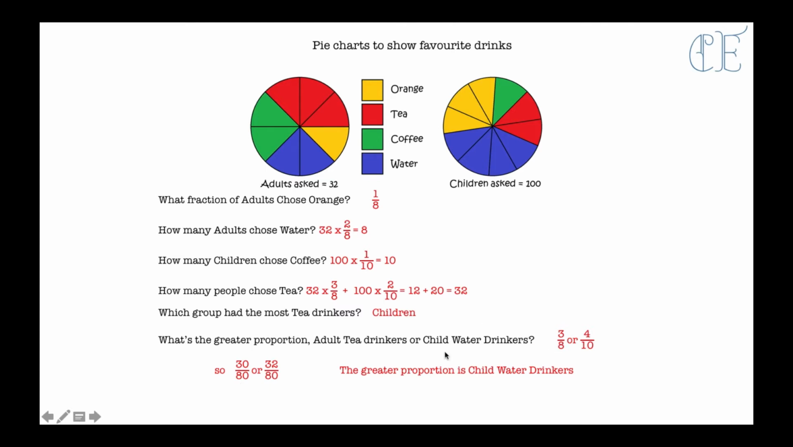So to get from 8 to 80, we times by 10, which means we'd have to times the top by 10. And to get from 10 to 80, we times by 8. So we do 4 times 8. Once we've got these two on the bottom the same, we can see that the adults have got 30 out of 80, and the children have got 32. So the greater proportion is child water drinkers.